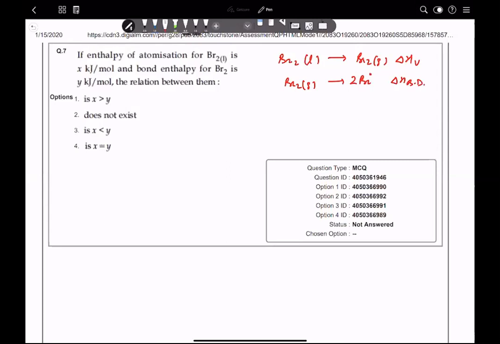And the enthalpy of vaporization plus the bond dissociation enthalpy is given as x. So certainly x must be greater than y. That means your answer must be 1. Is that okay?